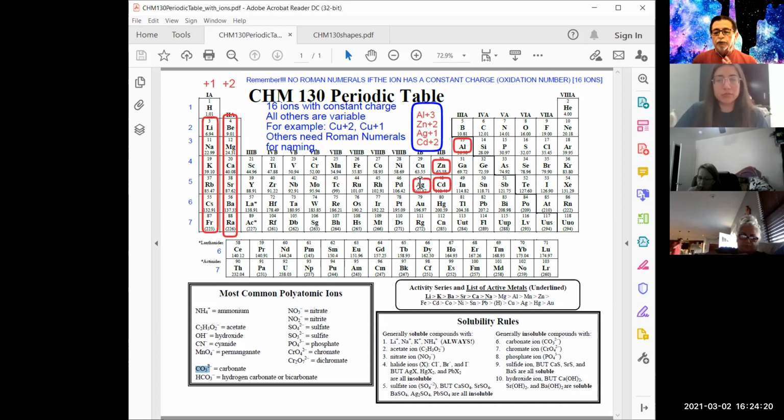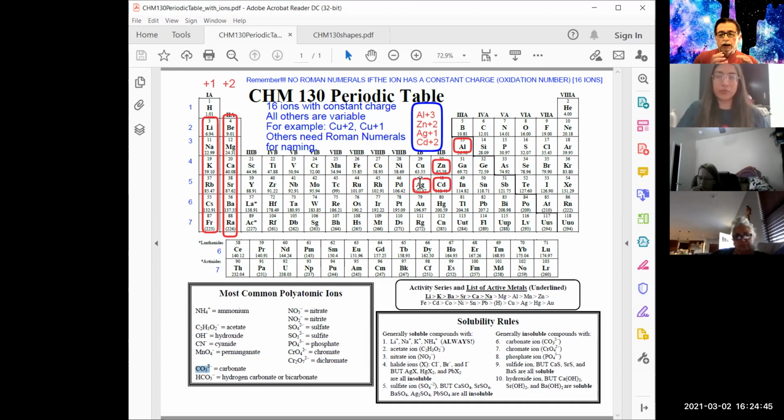And so, for example, copper can exist either as a +2 or +1, depending on how many electrons it lost. And so we would designate copper 2 with copper, parentheses, Roman numeral 2, in parentheses, okay? We'll have some more examples here in a bit.